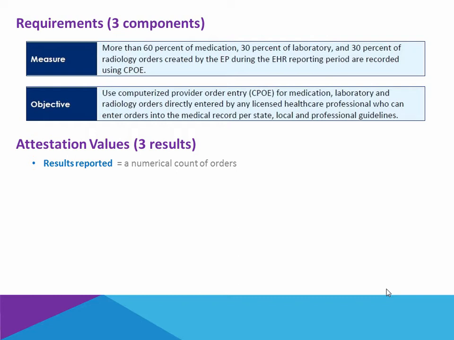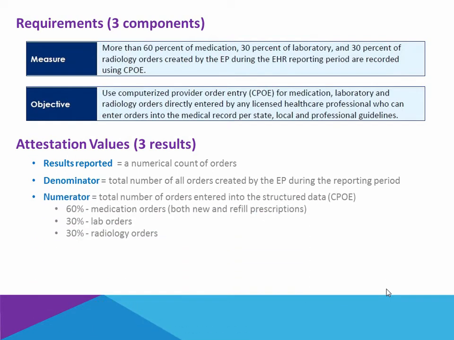Now, in the context of meaningful use, at the end of the reporting period, during the attestation, there will be three different results reported, and each of these will be a numerical count of orders. The denominator is the total number of all orders created by the doctor during the reporting period. The numerator then is the total number of all of those orders that were actually entered in the structured data. And the numerical result must exceed 60% for prescriptions, and that would include both new and refills. And it must exceed 30% each for lab and radiology orders.